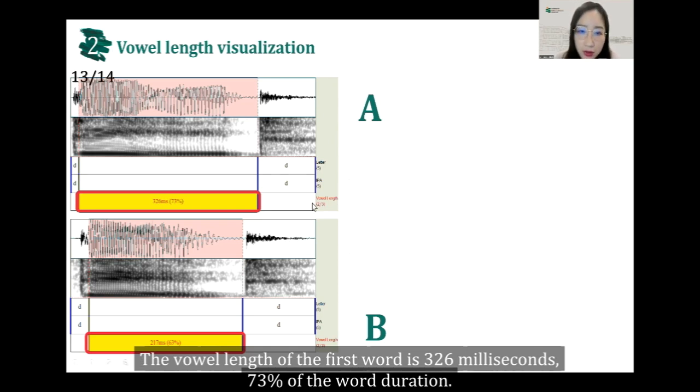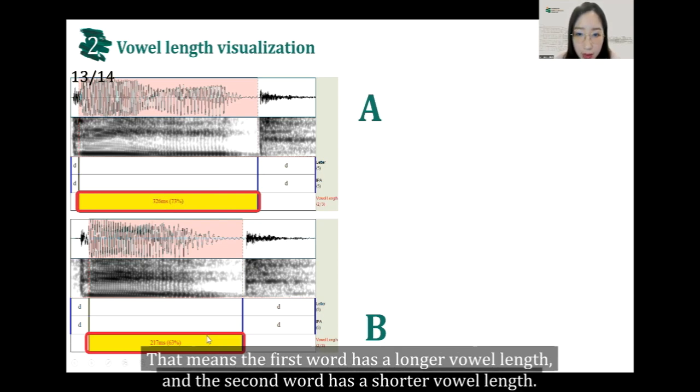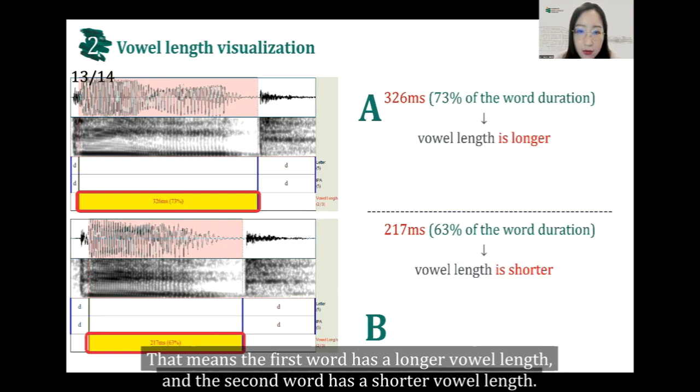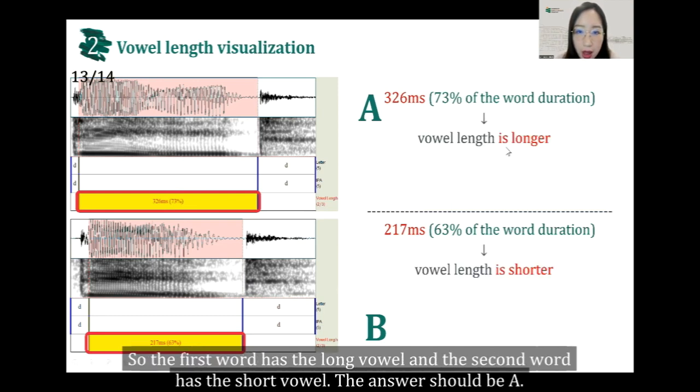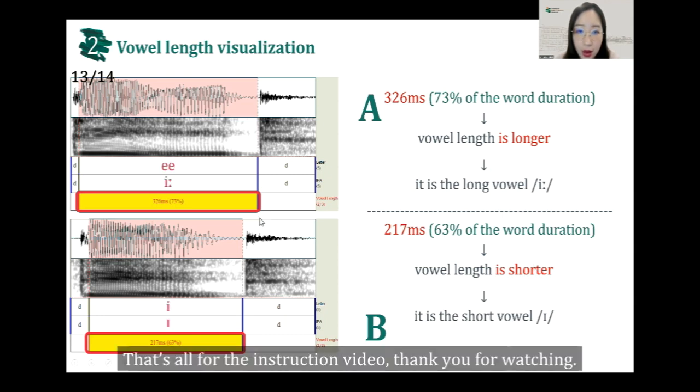The vowel length of the first word is 326 milliseconds, 73% of the word duration. The vowel length of the second word is 217 milliseconds, 63% of the word duration. And that means the first word has a longer vowel length and the second word has a shorter vowel length. So the first word has the long vowel and the second word has the short vowel. The answer should be A.